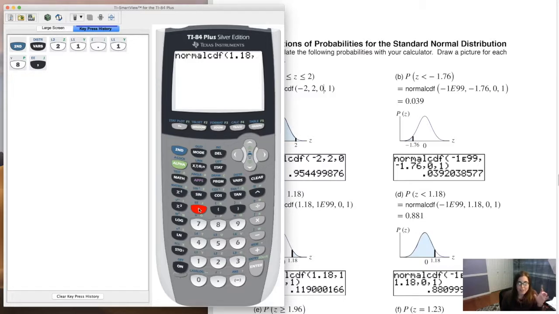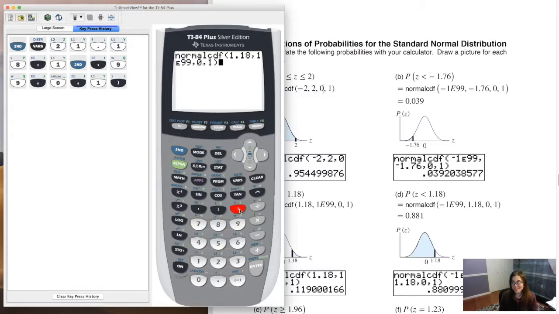Entering positive infinity is very similar to negative infinity, just leave off the negative symbol. So instead of negative 1e99, I'm going to use positive 1e99. The e comes from second and the comma key, and then I type in 99. I've got a mean of 0 and a standard deviation of 1. That's why you just heard me hissing like a snake. I was trying to say standard deviation, but I was supposed to say mean.